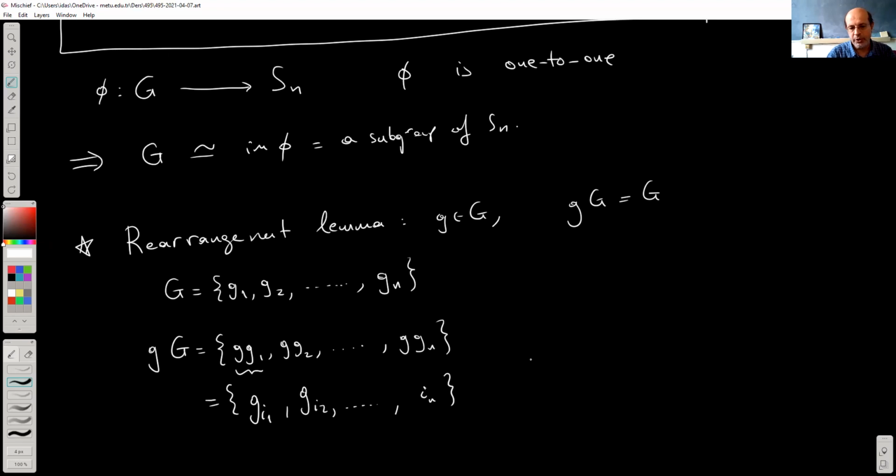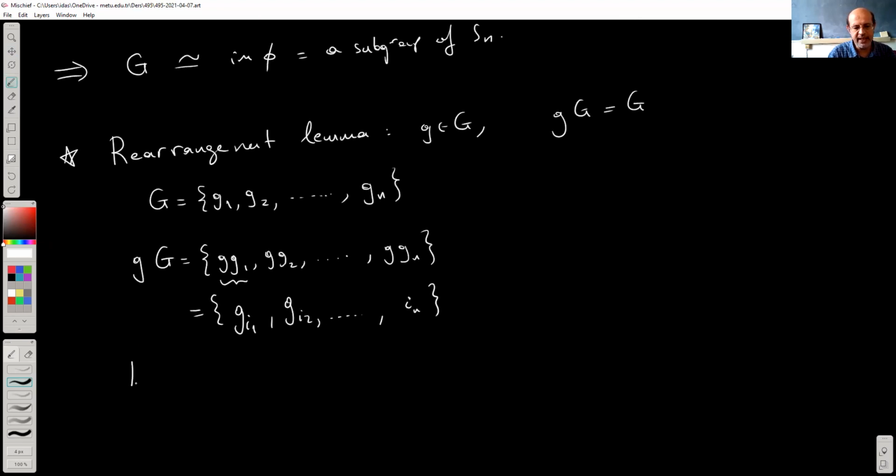Okay. So as a result, let's say it like this: multiplication by g is equivalent to a permutation.